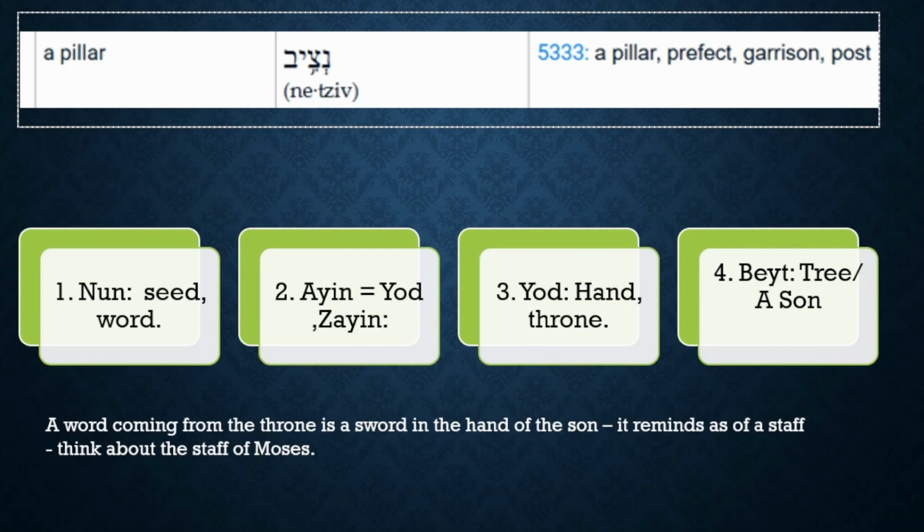It reminds us of a staff. Think about the staff of Moses. Moses didn't walk around with a sword, but when he lifts up his staff over the ocean, the water opens up. It's like a sword cutting.